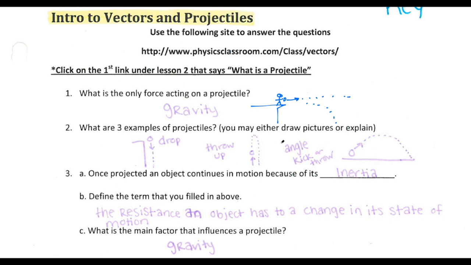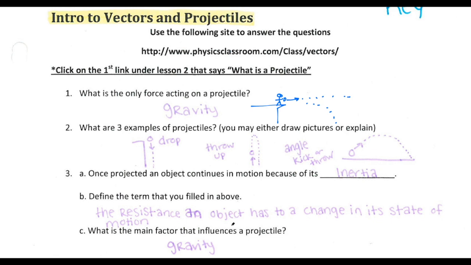All right, so let's go ahead and take a look at the last one here. We've got an angle that we could kick something at or throw something at, and that becomes a projectile once it's in the air. In this case, we'd actually have to break it down into a couple of components, and those are things that we'll talk about in the future as well. So just realize 3 different ways that we could have a projectile. I drop something, I throw it up and it comes back down, or I kick it at an angle, throw it at an angle, and it makes an arc.